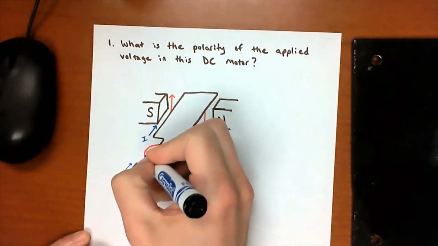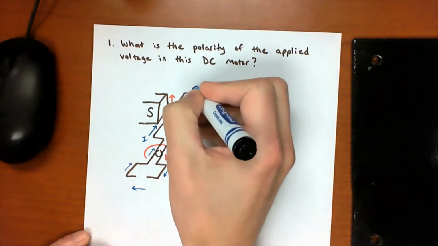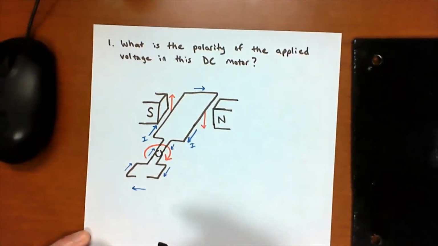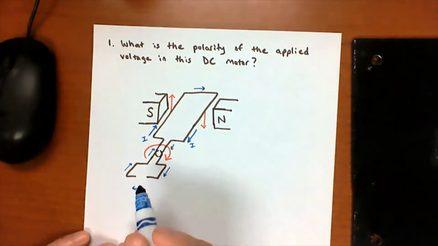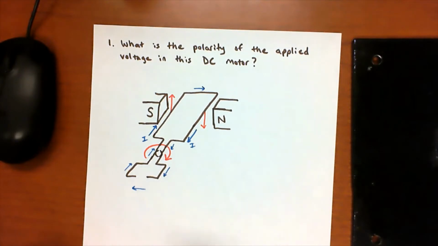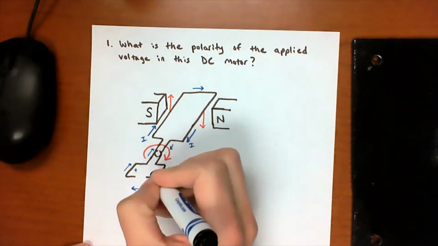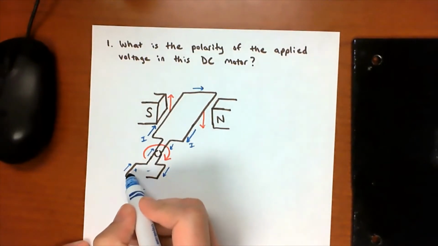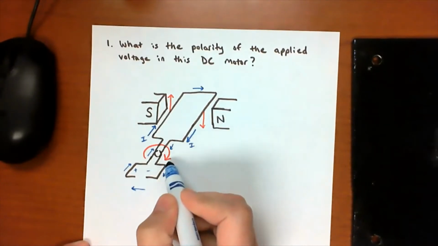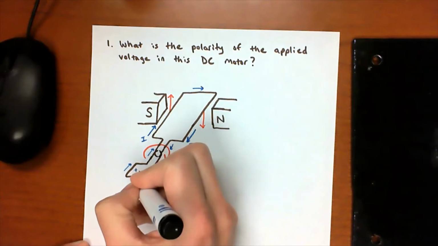So it's going to be going like this and like this. So there's our complete circuit. So we know that current goes from positive to negative. So the answer is that we must have the positive side over here and the negative side over here, so that current will go from the positive side through the loop, through the circuit, and then back to the negative side. So I could draw that in.